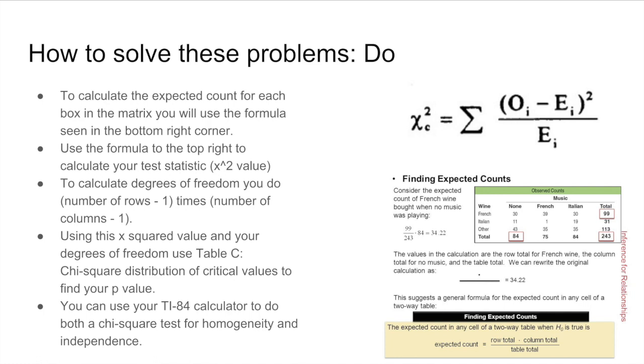This is important. You need to learn how to calculate the degrees of freedom. This is the number of rows minus 1 times the number of columns minus 1. Using this number for degrees of freedom and the x squared value calculated earlier, you can use Table C to get your p-value. And we'll now go over how to use a TI-84 calculator to do both of these tests.